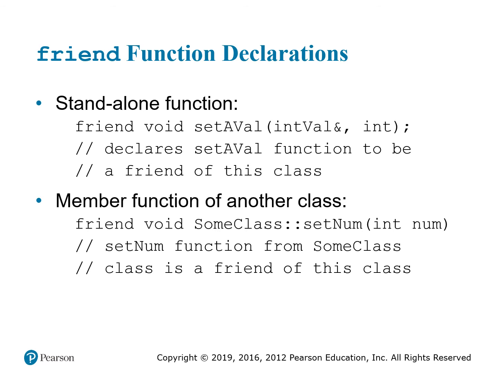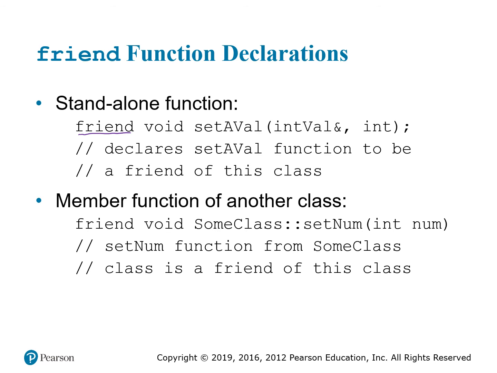For example, you might have a friend function set eval that takes int val and int. I don't understand that, but I don't have to understand that part. The important point here is that this is a friend function. You're declaring this function to be a friend of whatever class it's declared in.